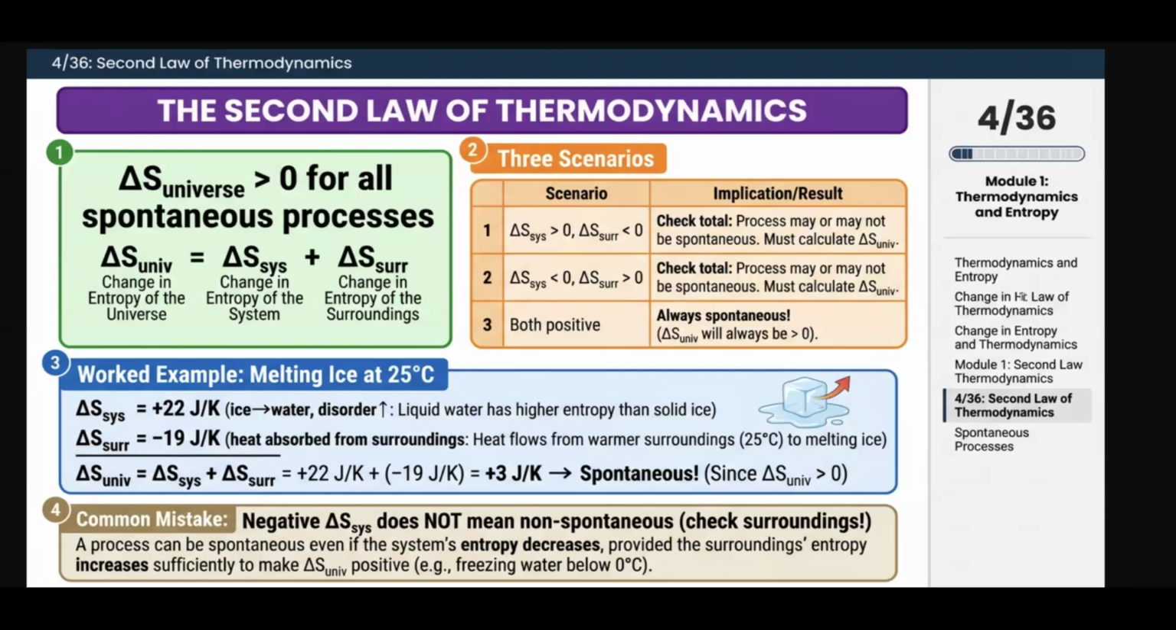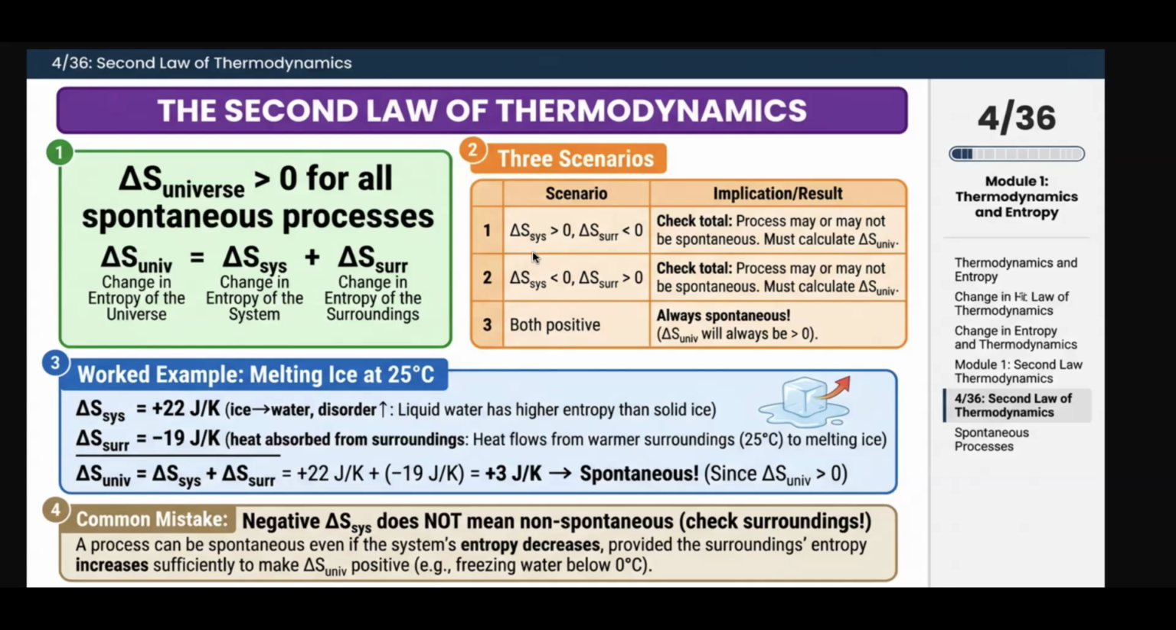Now the second law of thermodynamics tells us delta S of the universe is greater than 0 for all spontaneous processes. But what is the meaning of a spontaneous process? A spontaneous process is a process that will happen on its own. Here is a breakdown. The delta S of the universe equals the delta S of the system plus the delta S of the surroundings. You need to check both. So there are three possible scenarios. Scenario one is that the delta S of the system is positive, which means that the system's entropy is increasing.